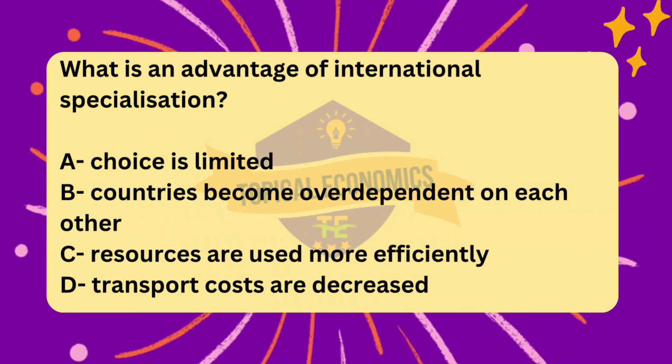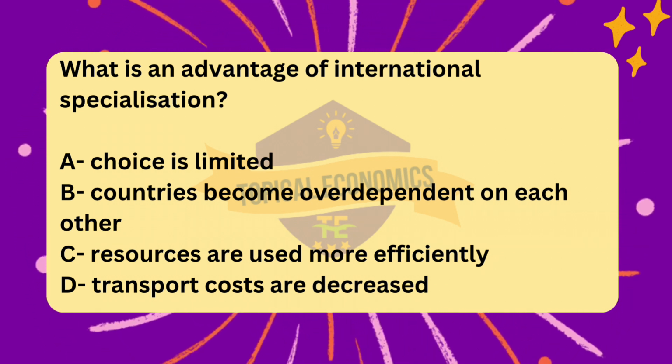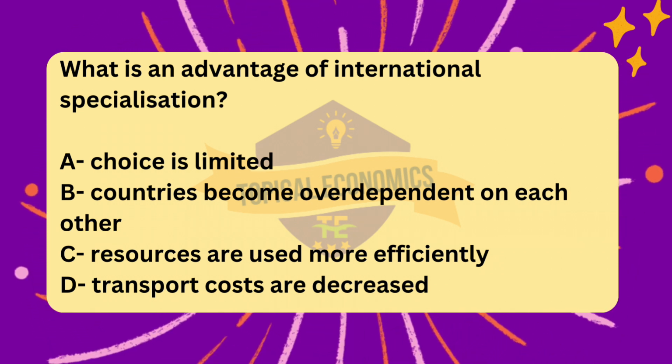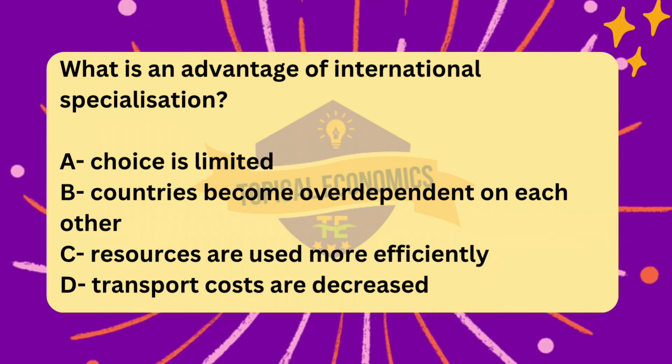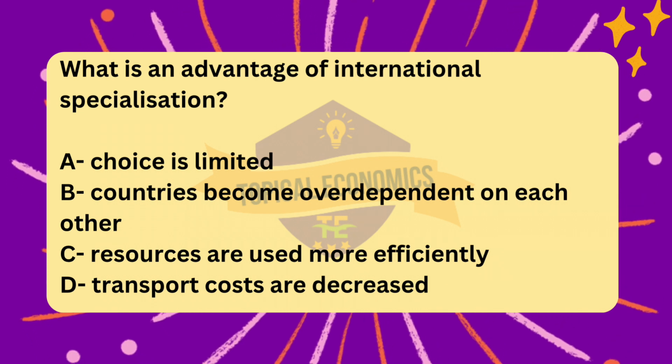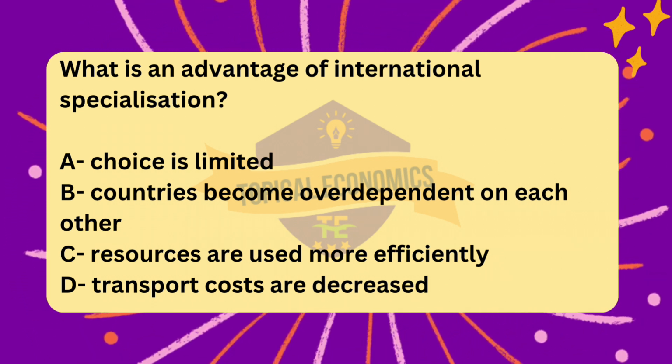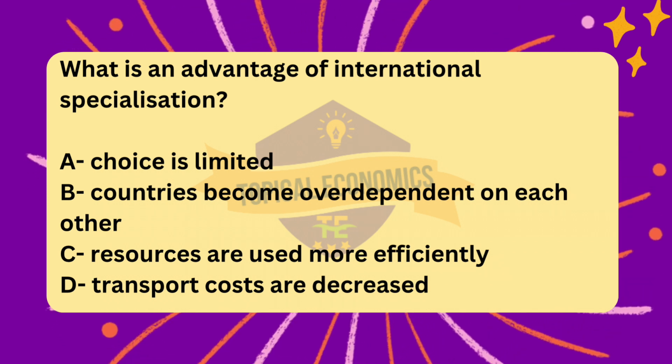B, countries become overdependent on each other. C, resources are used more efficiently. D, transport costs are decreased. Reference, 2015 May-June version 1. The correct answer for this question is option C, resources are used more efficiently.